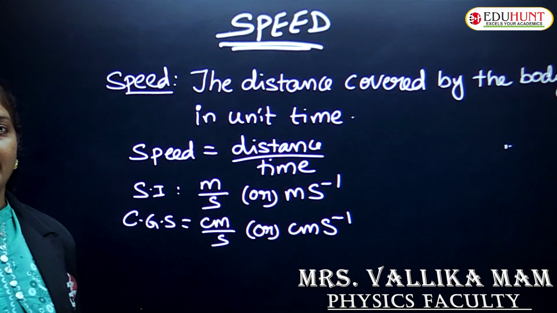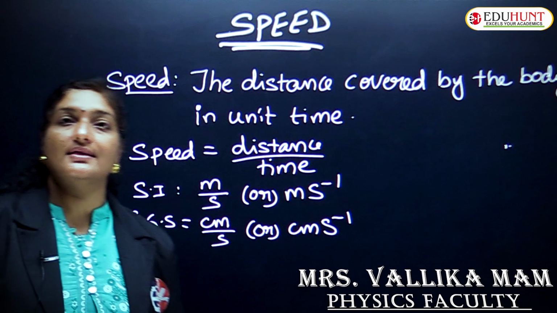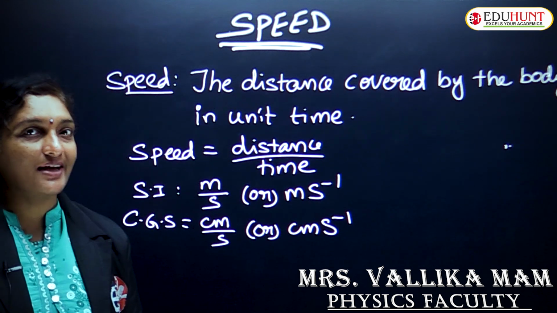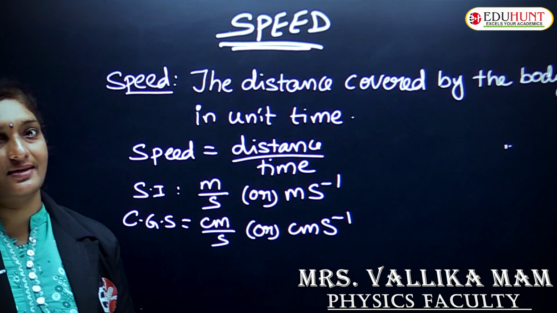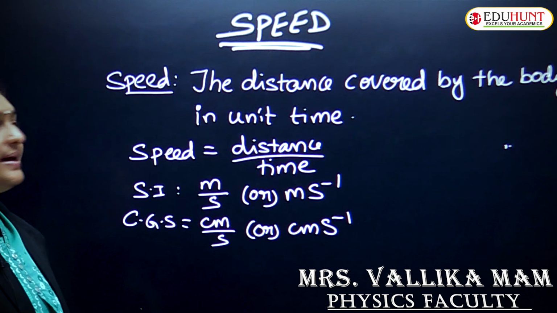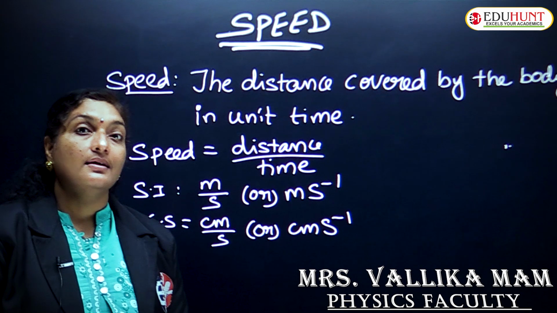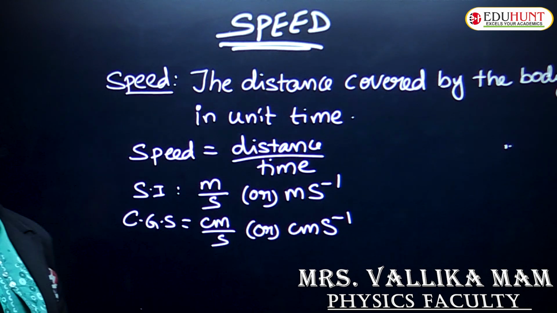So children, let us recall what is speed. The distance covered by a body in unit time is called speed. The mathematical formula is speed equals distance by time. And the SI unit for speed is meter per second and in the CGS system it is centimeter per second.